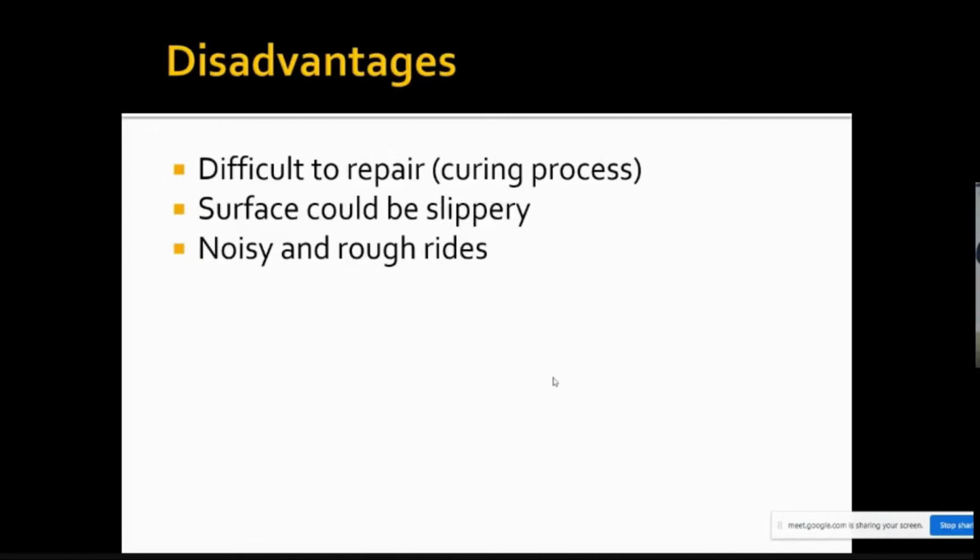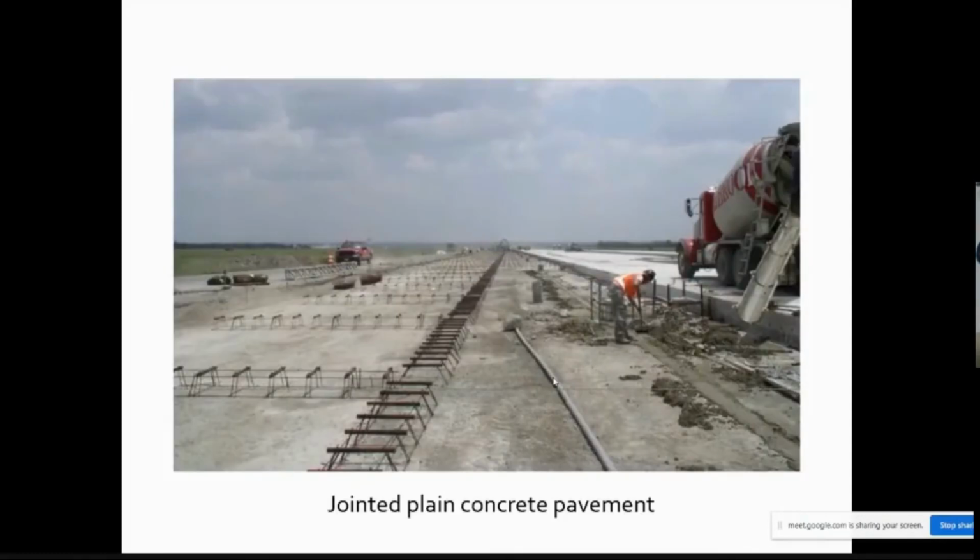Surface could be slippery because it is concrete, it is smooth. The earlier one was stone, rough, so it has more grip. Noisy and rough rides, like the one mentioned earlier about water. Jointed plain concrete pavement. So can you see how thick the pavement is? The concrete is thick. You can see the pictures, and all the notes are with you.